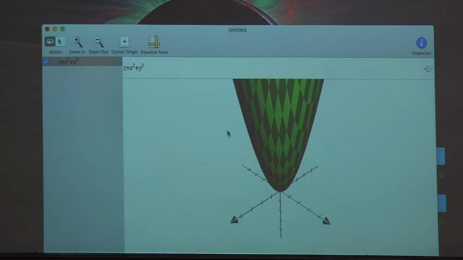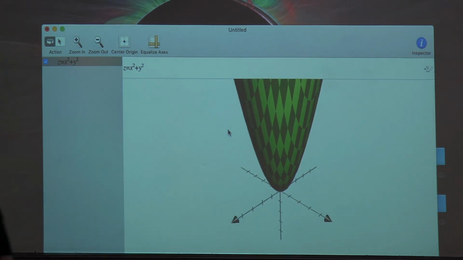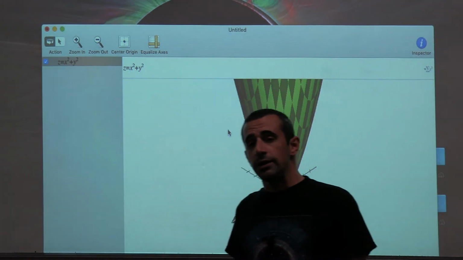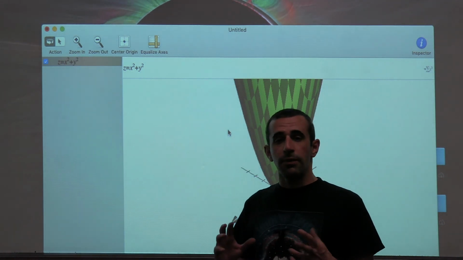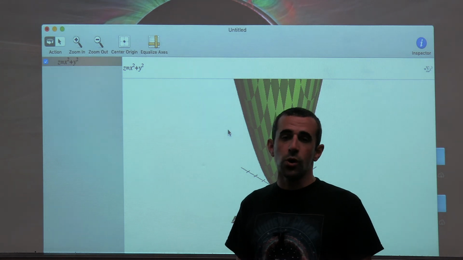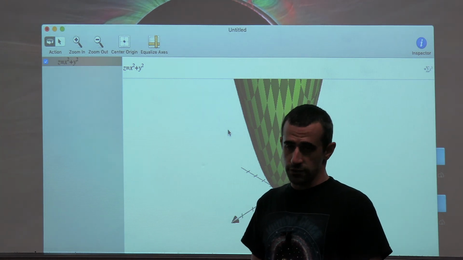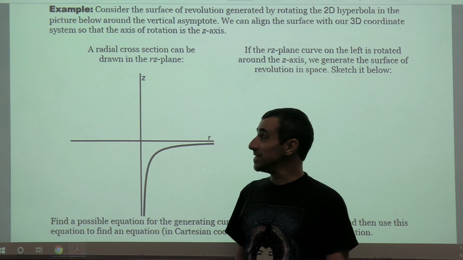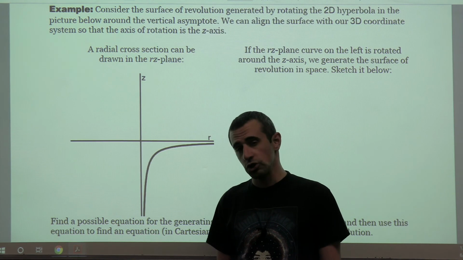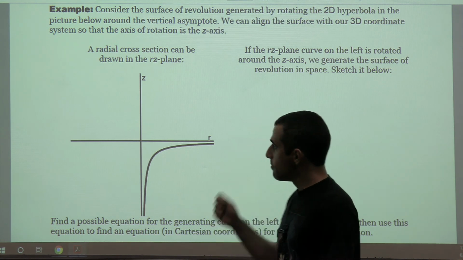So there you go. That's confirmation that the surface sketch that we made was accurate. We did it without a computer. We did it by using rotational symmetry and cylindrical coordinates. And going forward, those cylindrical coordinates are going to be super, super helpful for us. All right, so let's get some more practice with cylindrical coordinates and surfaces of revolution by looking at this example right here.